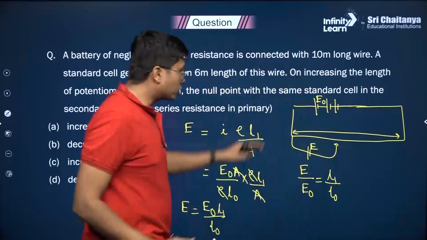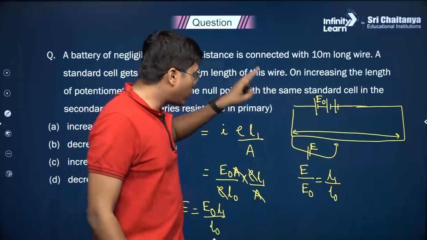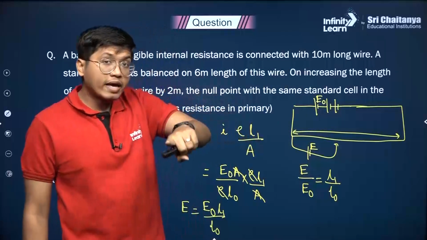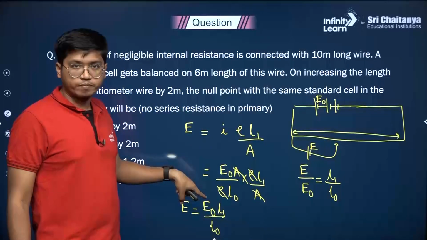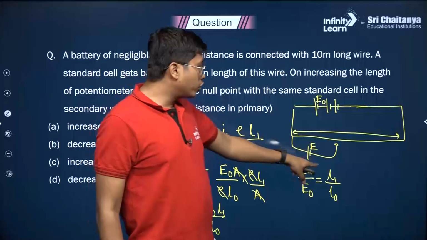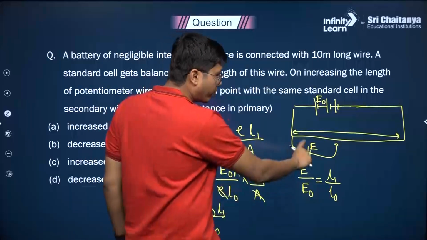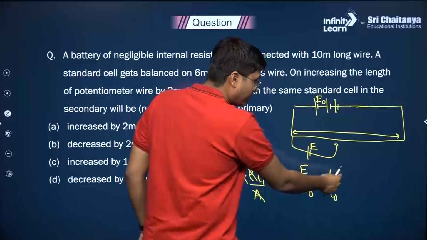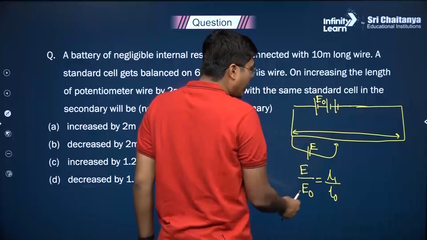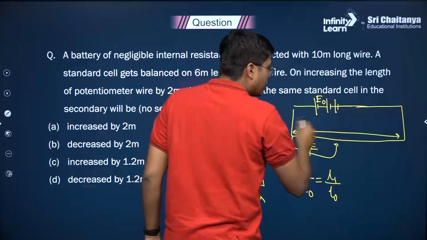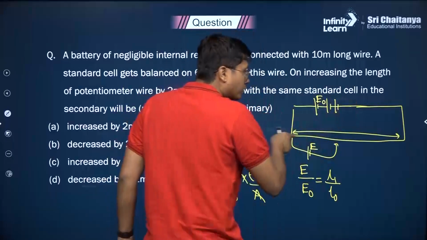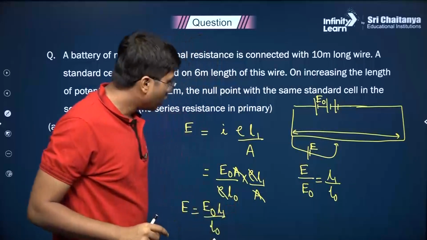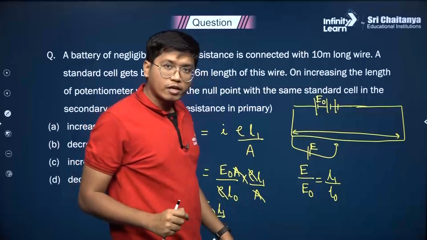There's a smaller way to do this, but I want you to break this down and show you how this relation comes, because you may expect variations of this. So E by E naught is equal to L1 by L naught. Whatever test cell you use here is directly proportional to its own length, and the original source battery is proportional to the full length. So E by E naught is equal to L1 by L naught.